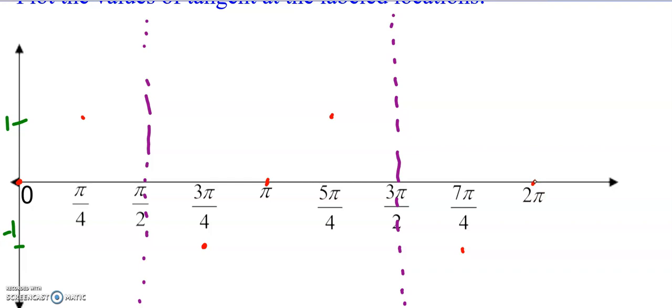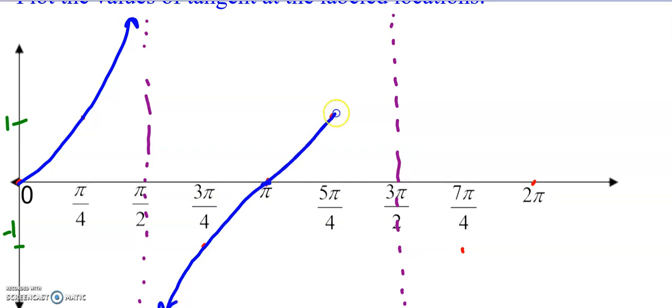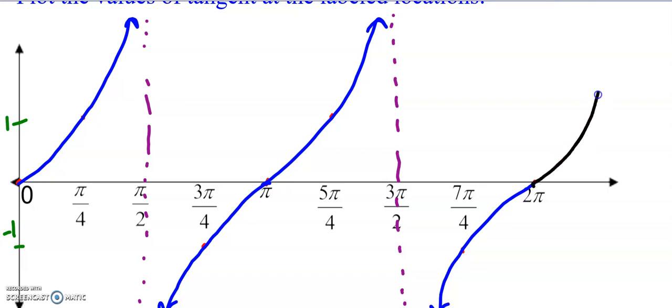So what does this actually look like if I try to connect these dots that I've made? Well, it looks kind of like this. Again, I know that these graphs continue on. So I know that this is going to continue on here. There's going to be another asymptote, and this side is also going to continue on as well. So that's what our tangent function looks like.